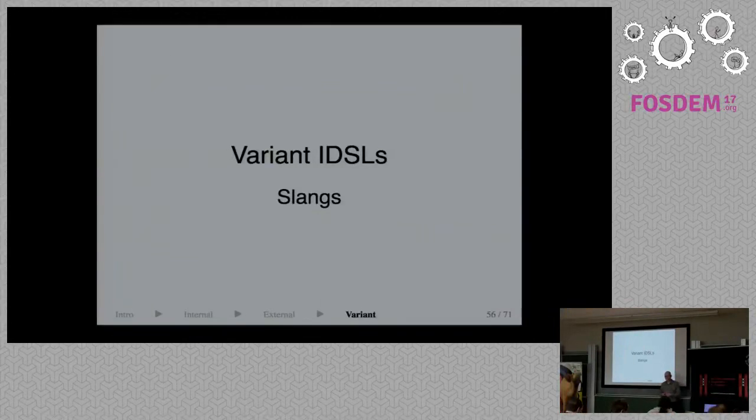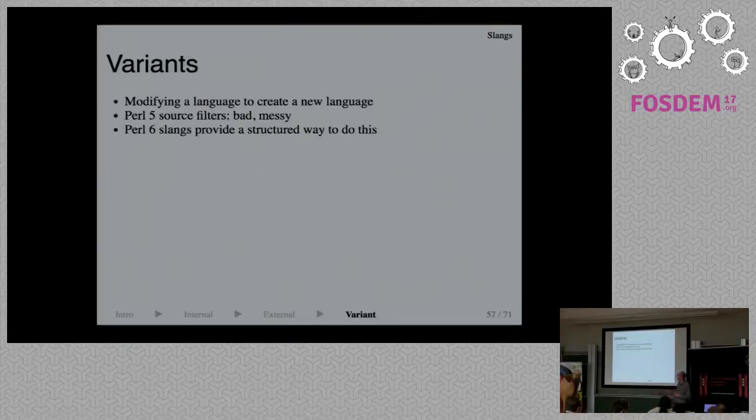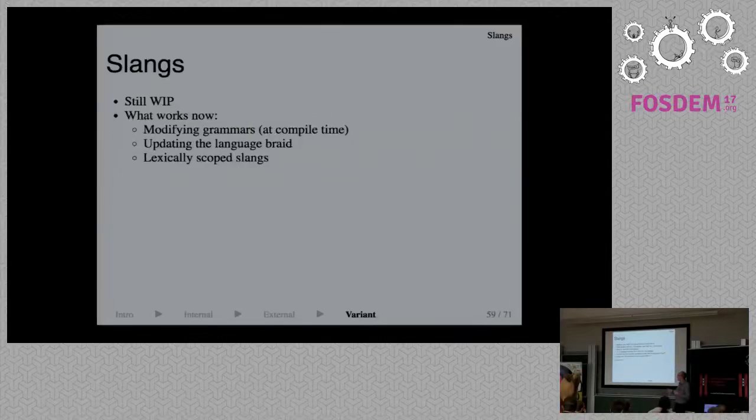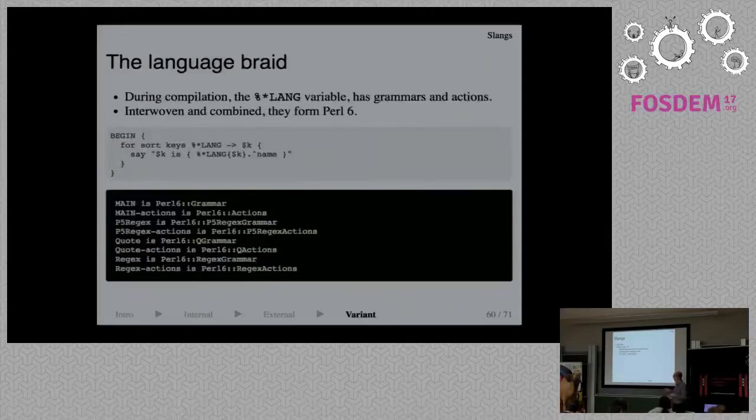Okay, so for a couple of minutes here, I'm going to say a few words about slangs. Essentially, slangs are a structured way to modify the grammar. So Rakudo, the implementation of Perl 6, uses NQP, which has the Perl 6 grammar, which is just like the grammar that you just saw, except it's actually parsing Perl 6, and you can mess with it. So this is what you can do right now with slangs.